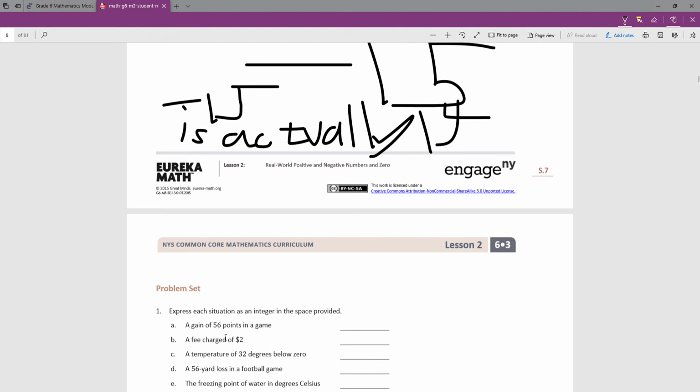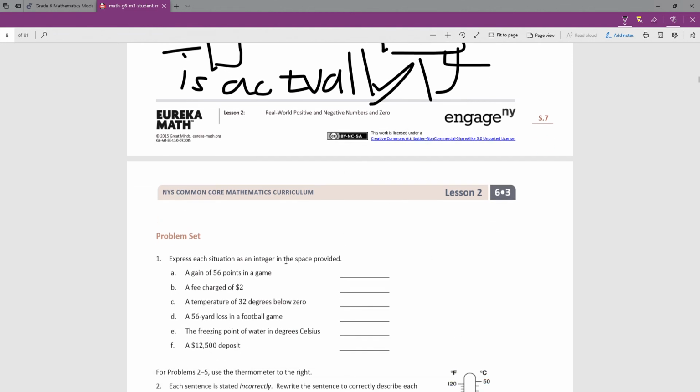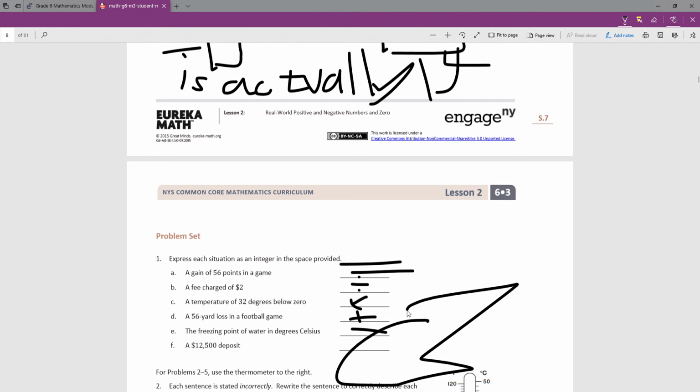Now, express each situation as an integer in the space provided. A gain of 59 points, equal sign, a fee charge of 2, division sign, times sign, plus sign, minus sign, and then the eat sign. The eat sign is actually this man right here with a cigarette.